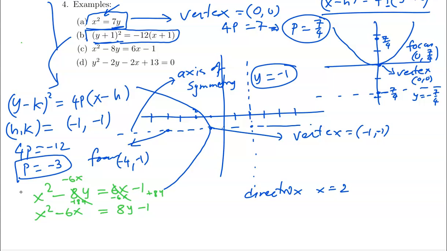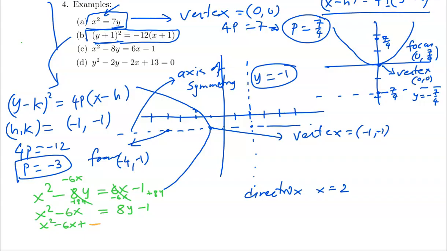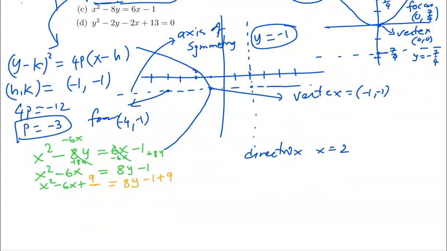Now I need to complete the square. Remember that this side is always the complete square. So x squared minus 6x, what do I have to add there? If you remember from my video on completing the square, take half of 6, which is 3. 3 squared is 9. I need to add 9, but at the same time I need to add 9 on the other side too, otherwise they're not going to be equal, right? So now this is x minus 3 squared, and I'm going a little fast, but you can pause the video and do it yourself. So this is 8y, and that's a positive 8.